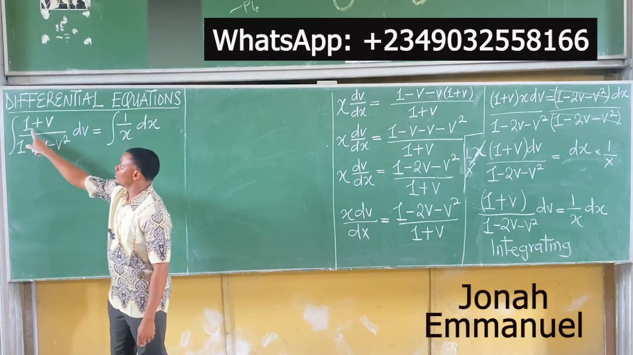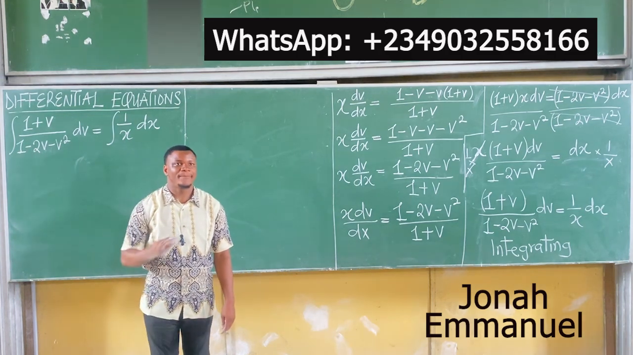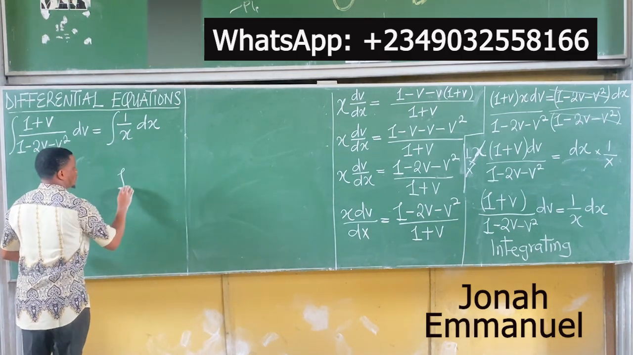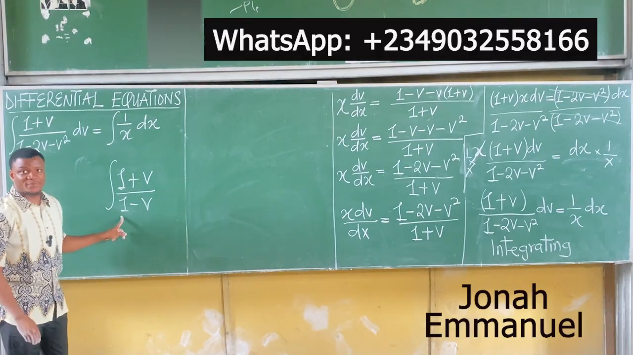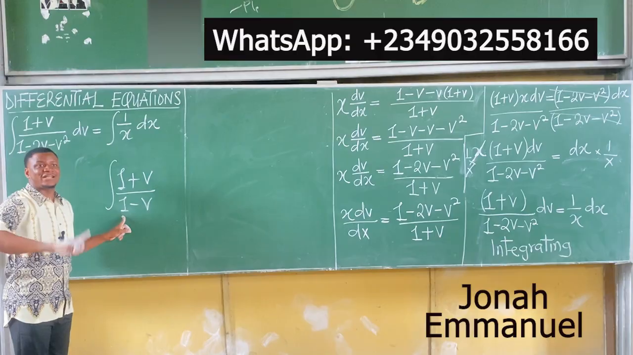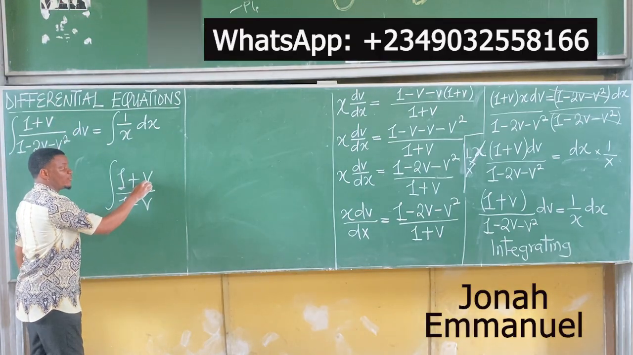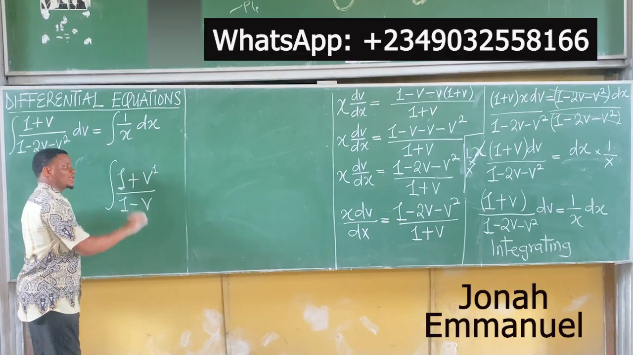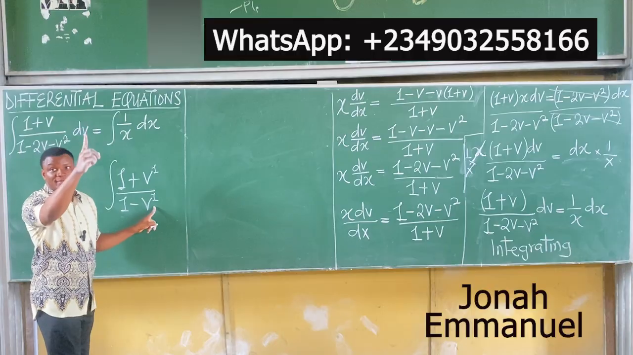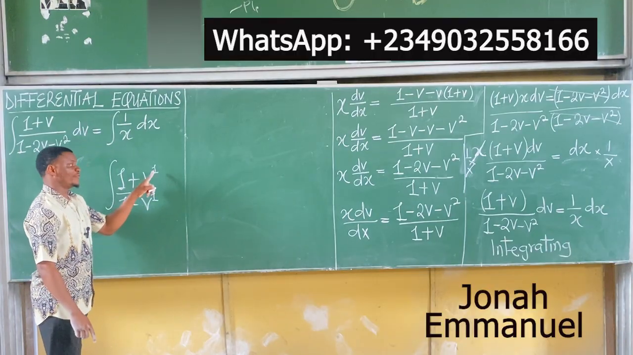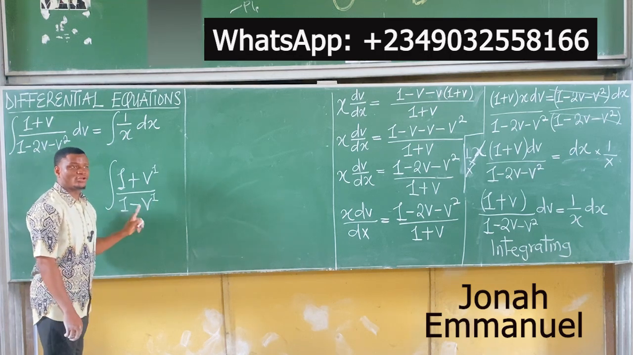So if I had 1 plus v and then 1 minus v, I would have used partial fraction. If I have 1 plus v all over 1 minus v, here I would use partial fraction. You only use partial fraction under 2 conditions. Condition 1, when the highest degree of the variable of the numerator is equal to the highest degree of the variable of the denominator. This is condition 1.